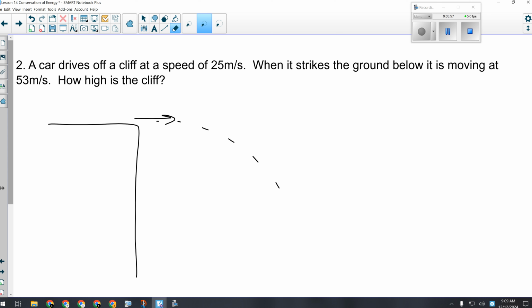But they're going to do this. They're going to follow a projectile arc that encounters the ground eventually. We do know that we are looking for the height of the cliff, which is the initial point in the question. We know that at that point they are cruising off the cliff, like Thelma and Louise, at 25 meters per second.